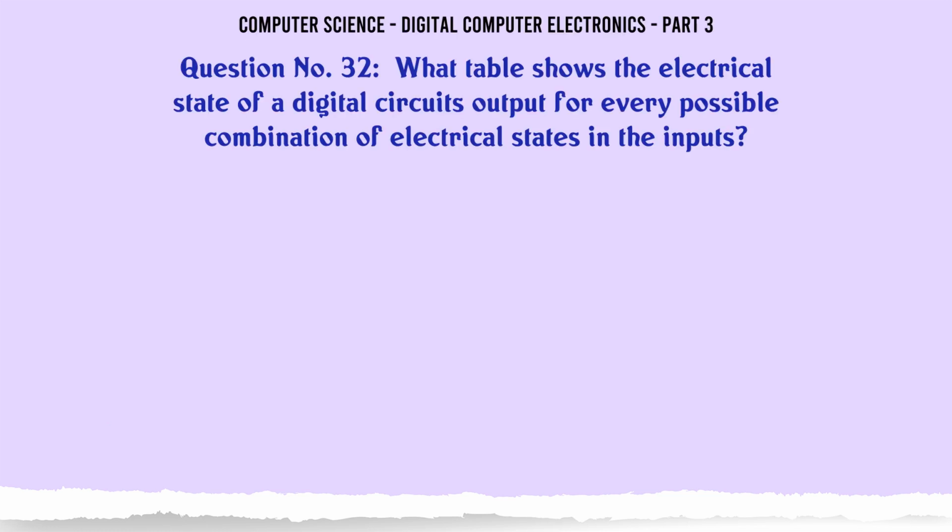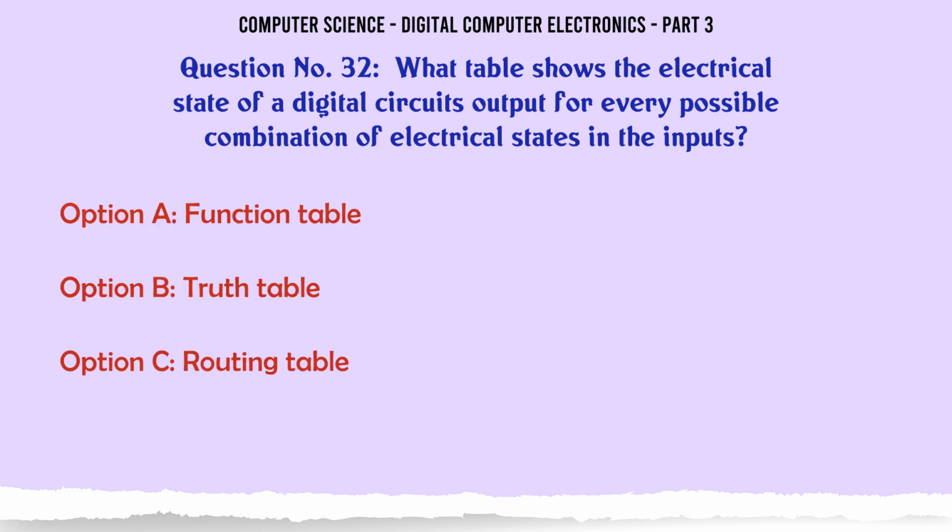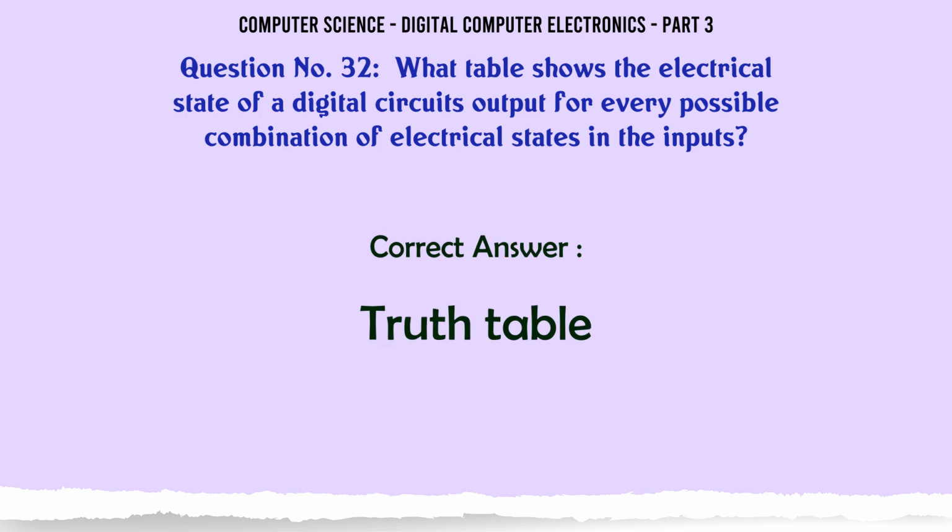What table shows the electrical state of a digital circuit's output for every possible combination of electrical states in the inputs? A. Function table. B. Truth table. C. Routing table. D. A C table. The correct answer is truth table.